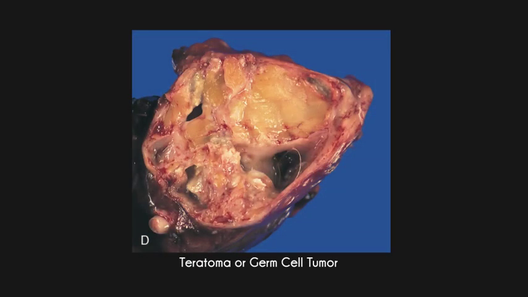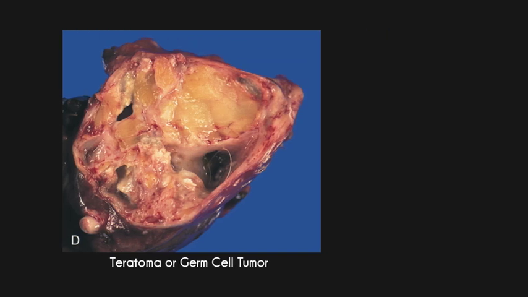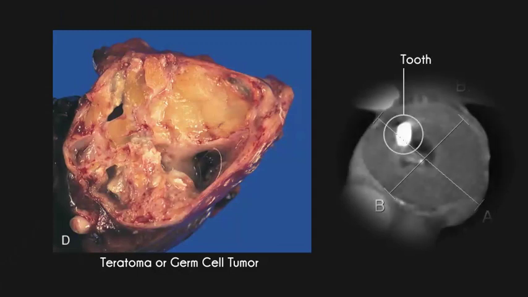The appearance of the lesion is very consistent with a teratoma, a type of germ cell tumor. That opaque density shown here is actually a tooth inside of that teratoma, which is a relatively common finding. The anterior mediastinum is the most common location for an intrathoracic teratoma.